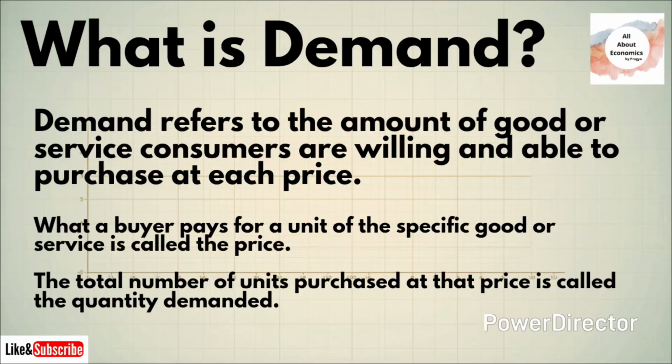But demand is the combination of all the prices and quantities demanded. For example, at rupees 2, 10 units are purchased, then at rupees 4, 8 units are purchased, right? So there are so many combinations. We are talking about all the combinations of price and quantity demanded when we talk about demand.